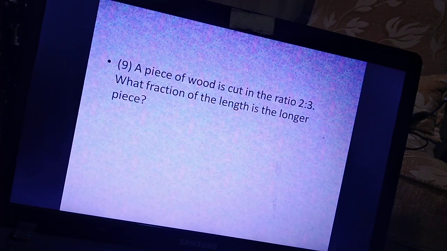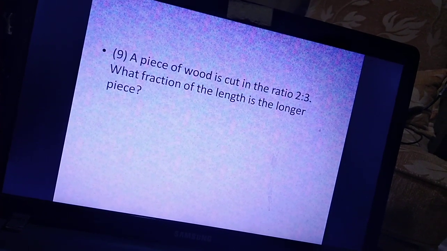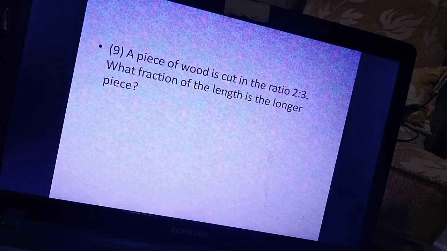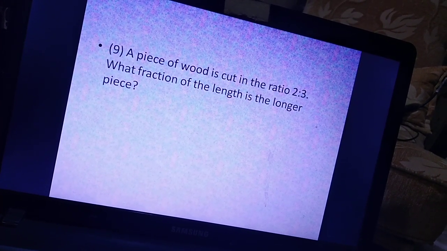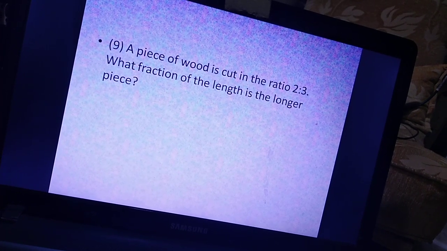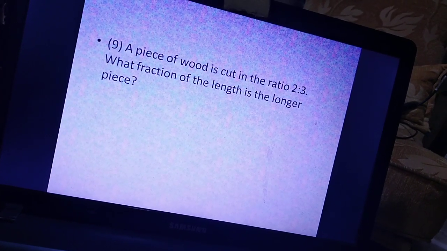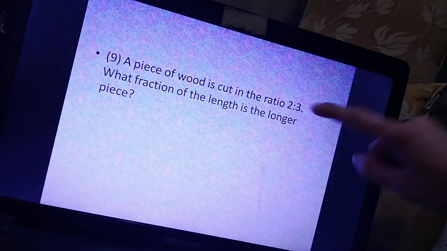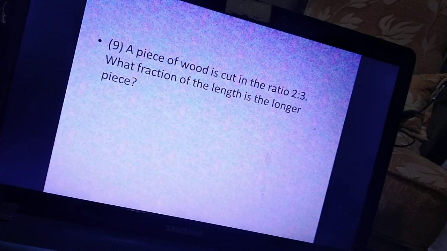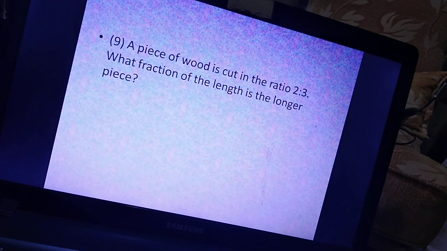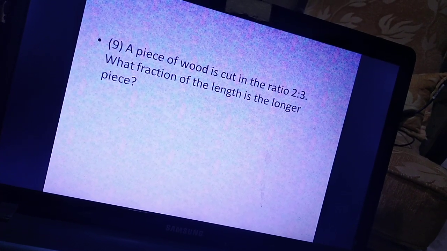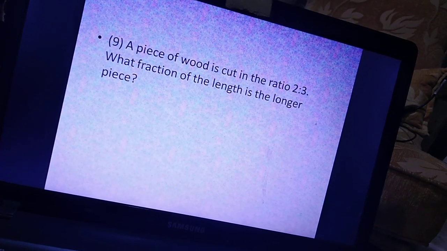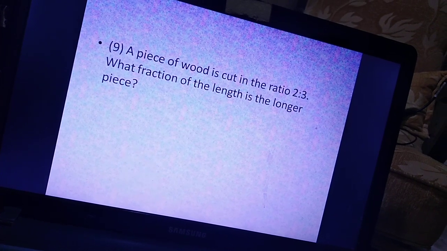This question is about a piece of wood. This piece of wood is cut in the ratio 2 to 3. Since we know the ratio, we may be able to write fractions. What fraction of the length is the longer piece? Like we talked about in the first example, the longer piece is definitely what 3 belongs to, because 3 is bigger than 2. So the longer piece is 3 out of something. This is a fraction. It must be divided by something. What is the denominator we should put down there?